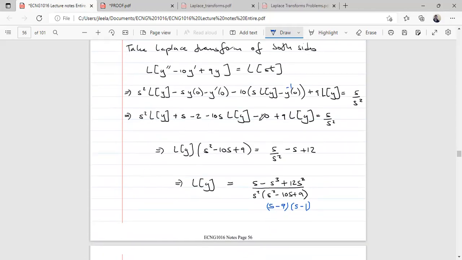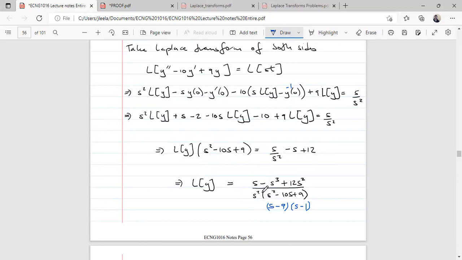So minus 2 minus 10 is minus 12, right? And you carry that on the right hand side, you'll get plus 12. And you could also carry the plus S on this side here, so you get minus S. So you end up with S squared minus 10S plus 9 by the Laplace of Y. And then the Laplace of Y will be all this on the right divided by s squared minus 10s plus 9.